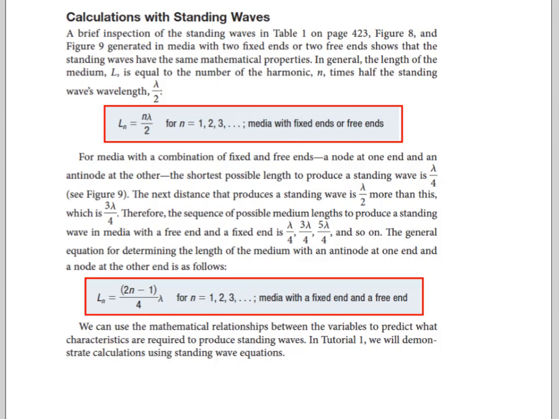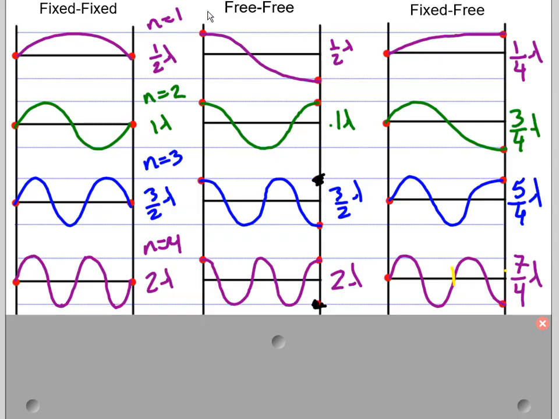So let's just jump back here for a minute. You'll notice that fixed and free had all of the same outputs for all of the different ends. Okay, it was only the fixed free combination that output or did something a little different.